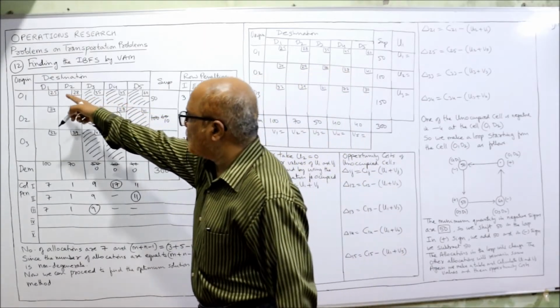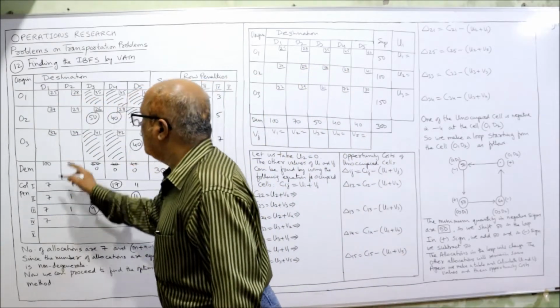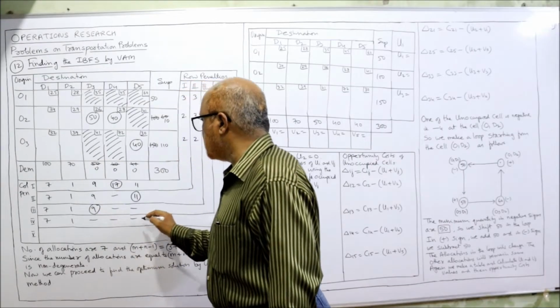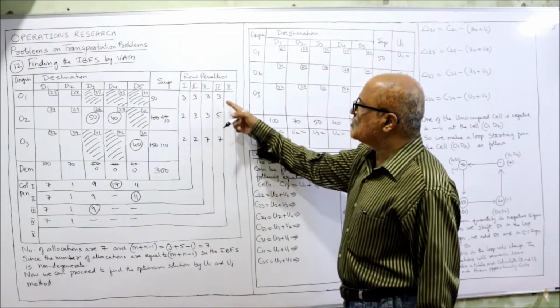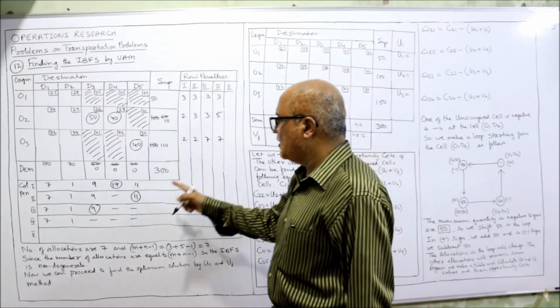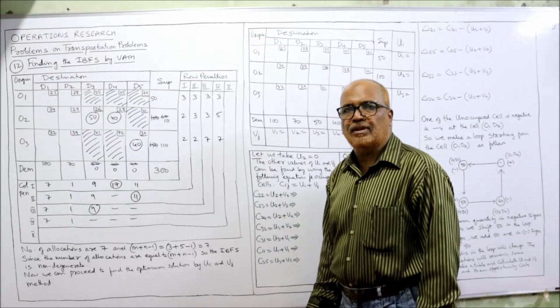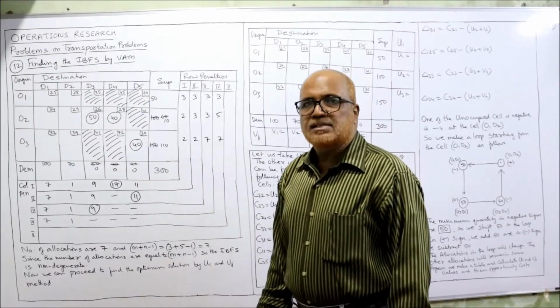Now column wise. The column wise same 7. Here the column same 1. Here it is dash, dash, dash. So what is the highest penalty? 3, 5, 7. Here 1, 7. So there is a tie in penalty 7. Now we'll see the cost.